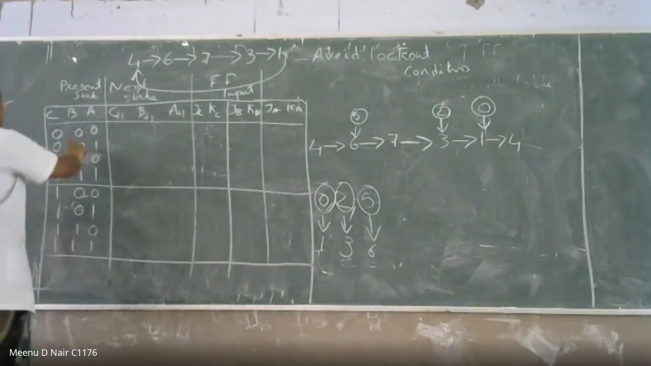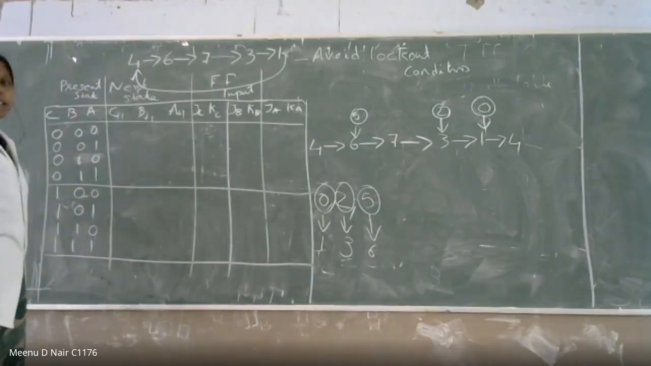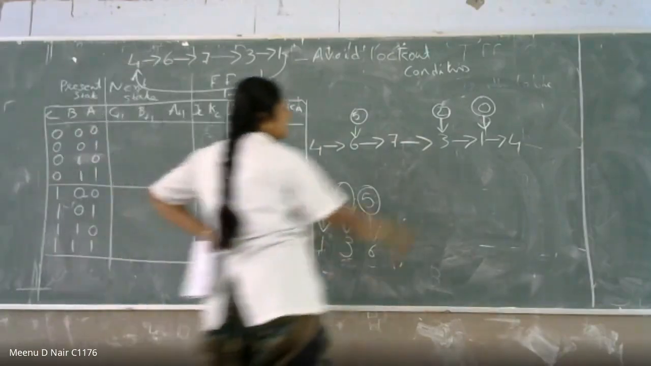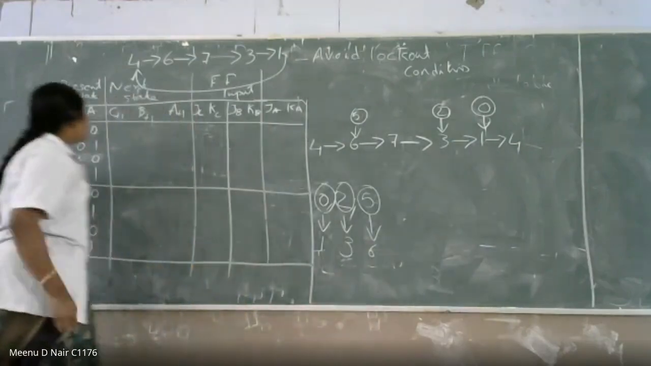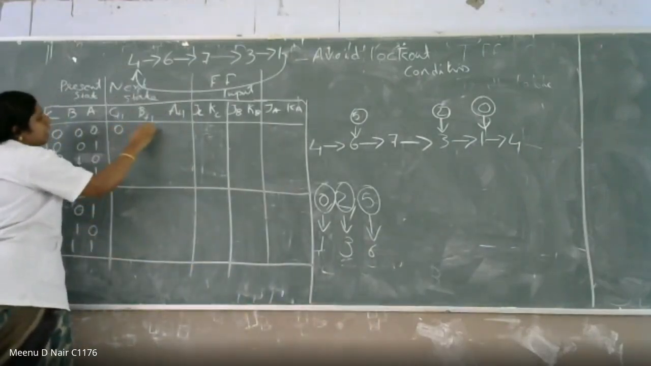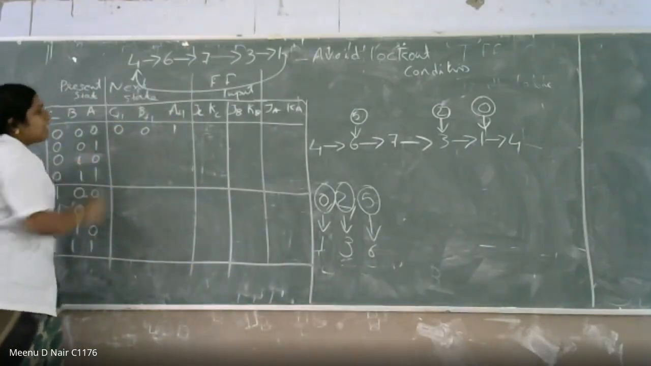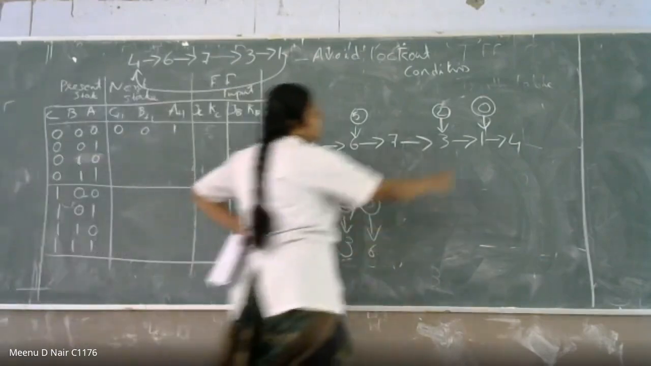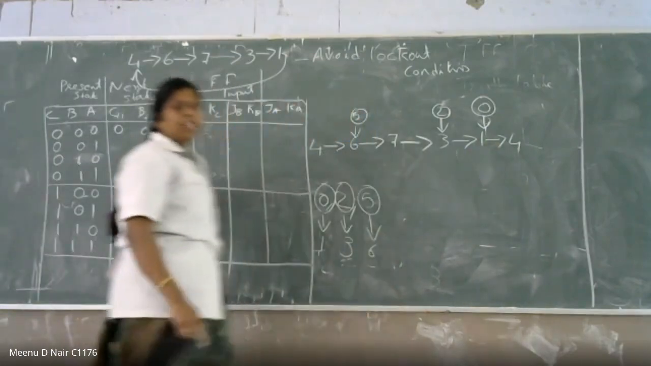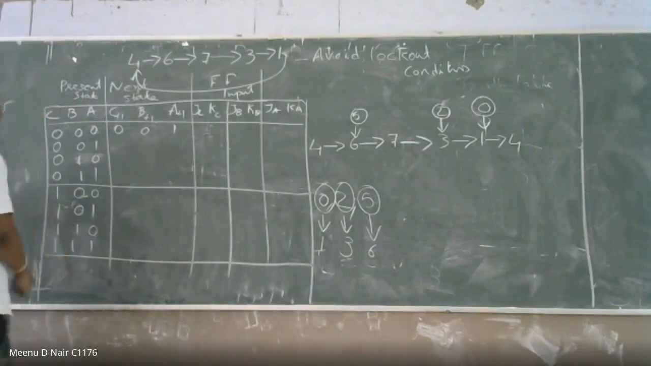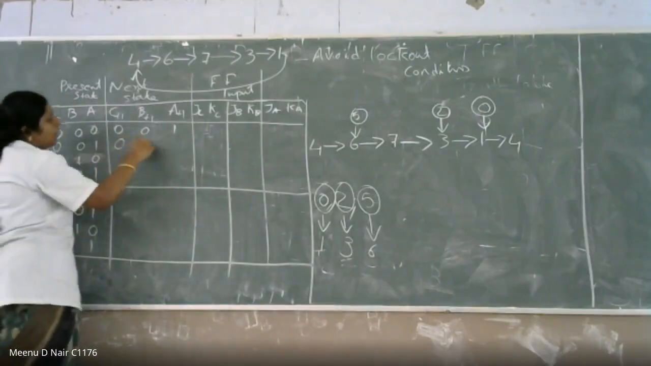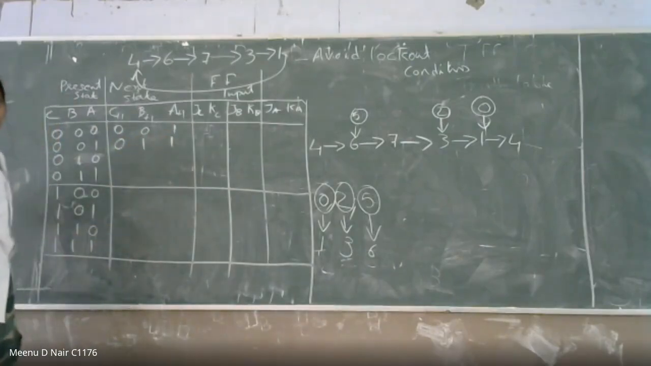So first is 0, 0, 0. What is the next state of 0? Next state of 0 is 1. So you have to write it as 0, 0, 1. Then what is the next state of 1? Next state of 1 is 4, right? So you have to write 4. What is 4? 0, 1, 1 is nothing but 4.